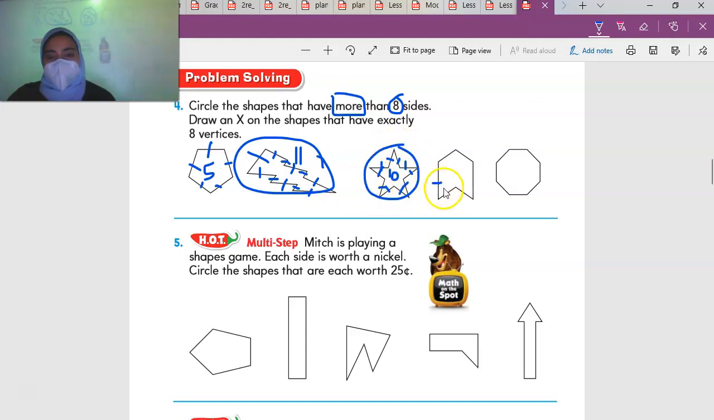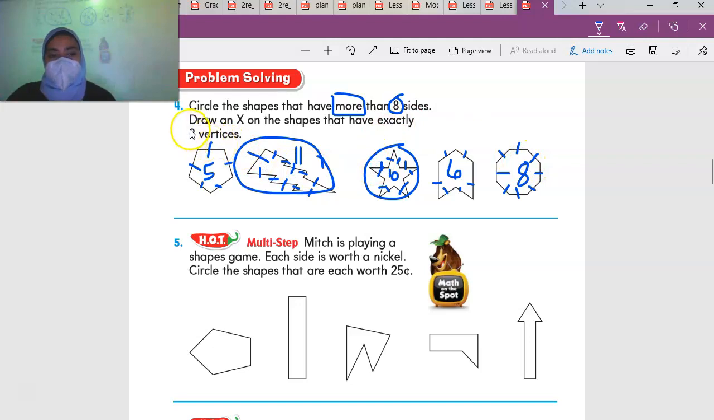This one has 1, 2, 3, 4, 5, 6. Is that more than 8? No. This one has 1, 2, 3, 4, 5, 6, 7, 8. Is that more than 8? That's the same, equal to 8.